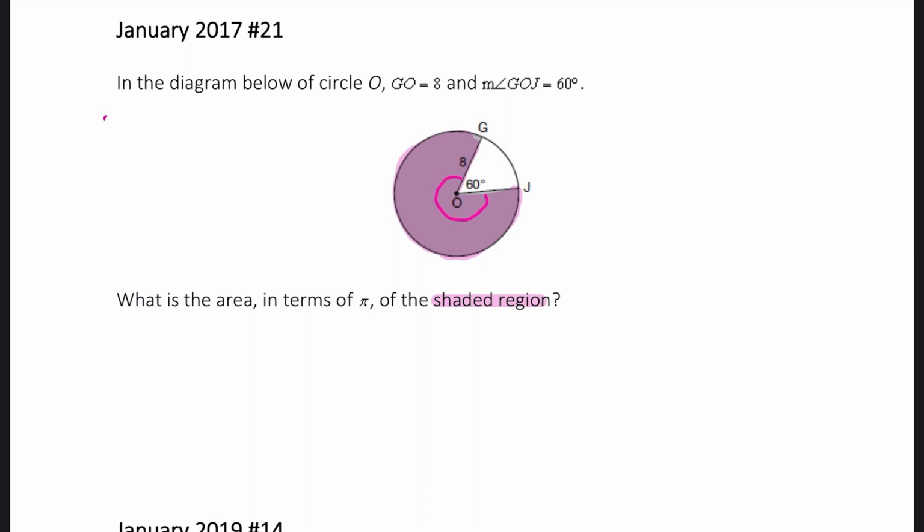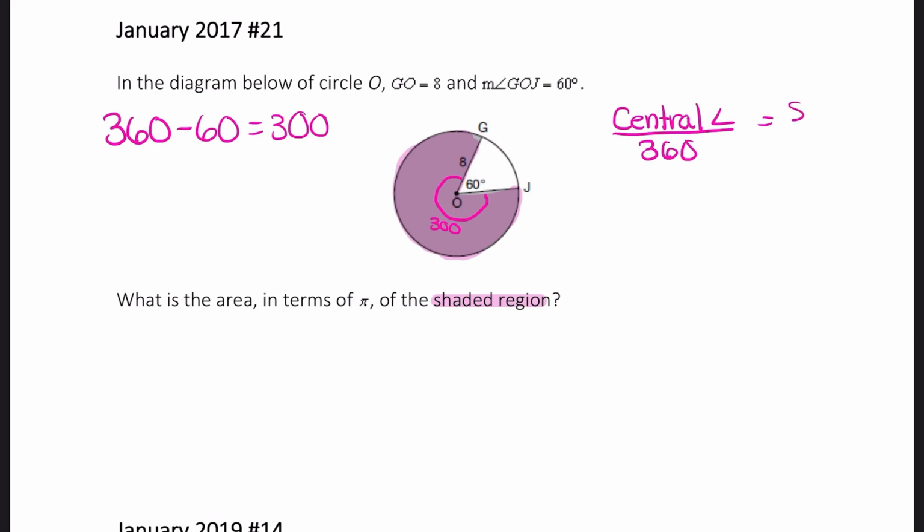So in order to get that, you'd have to understand that there are 360 degrees in a circle. They gave us the 60. So if I subtract that, I get 300. So this is 300 degrees. Okay, so that's the ratio that they gave me. They gave me my central angle. That's out of 360 degrees.